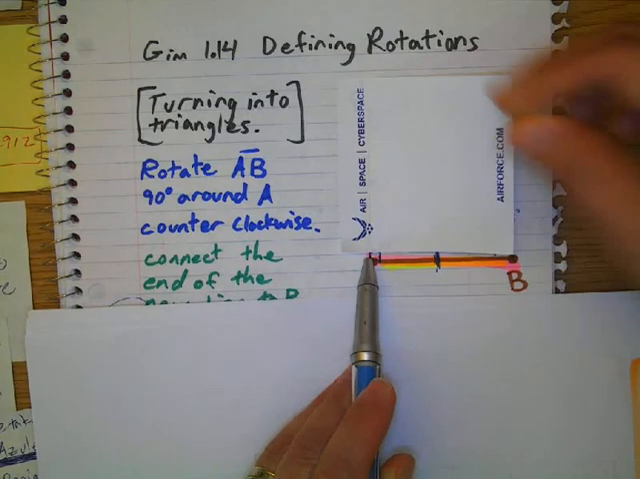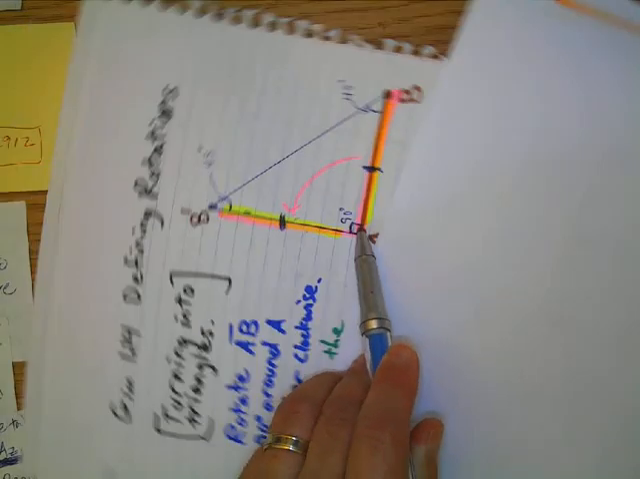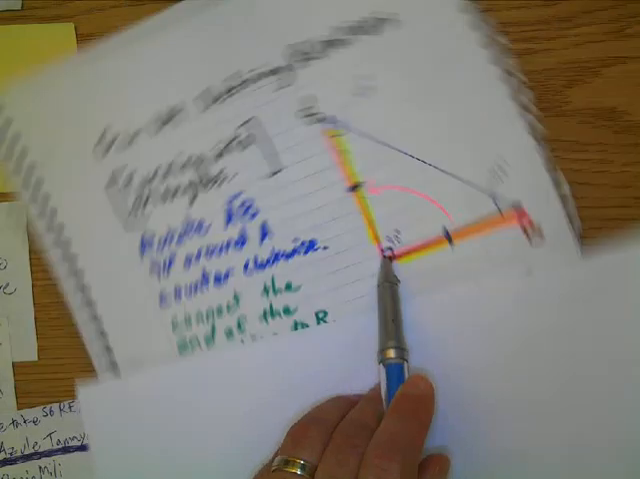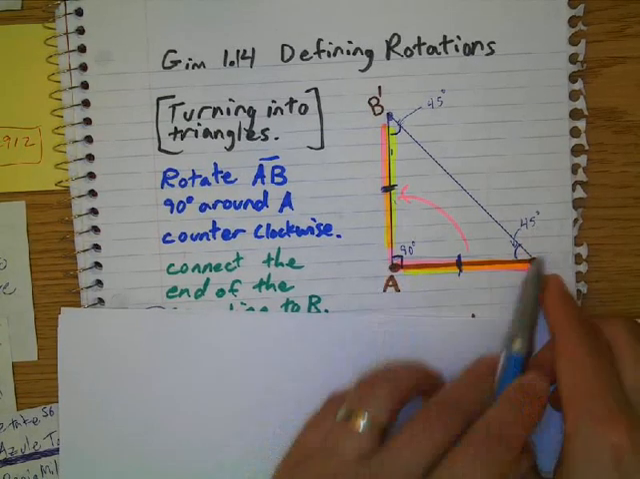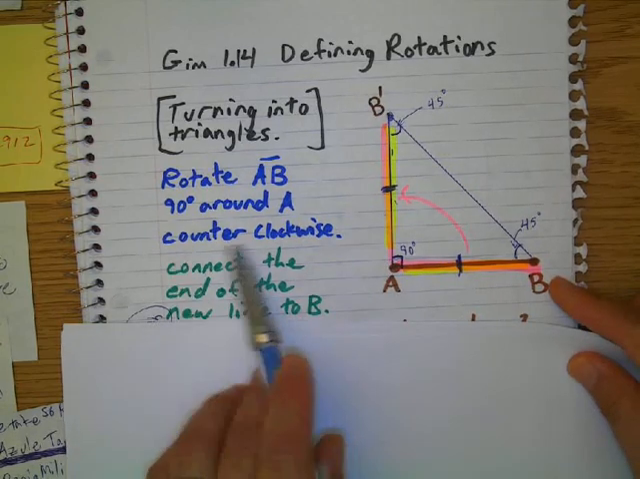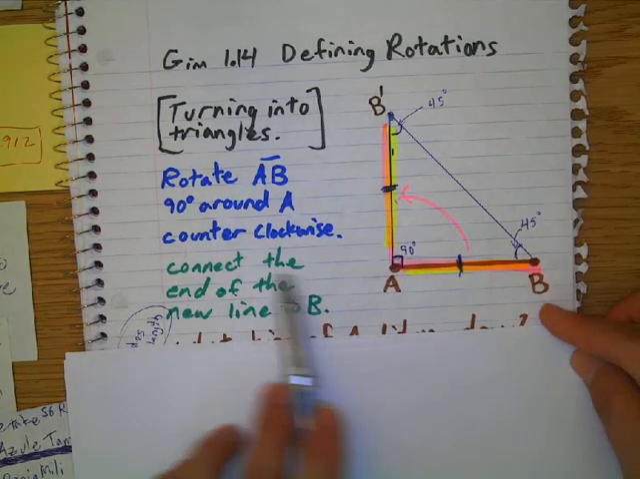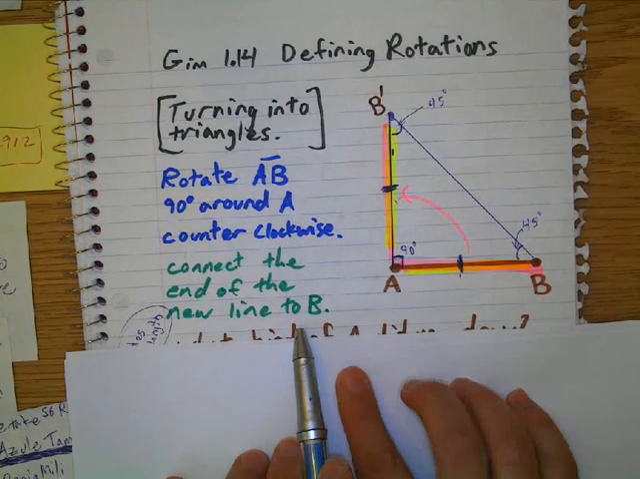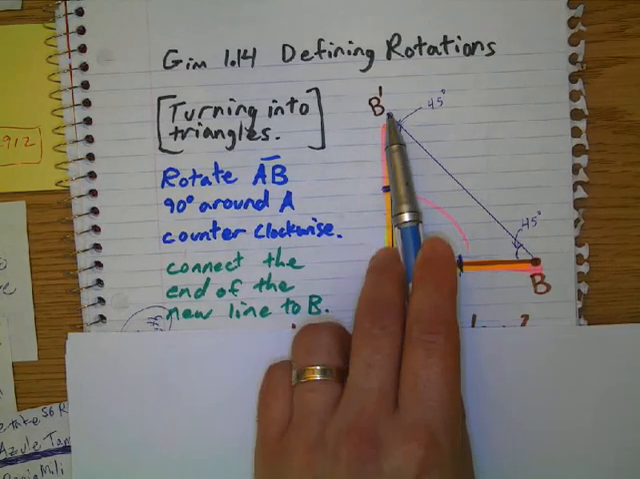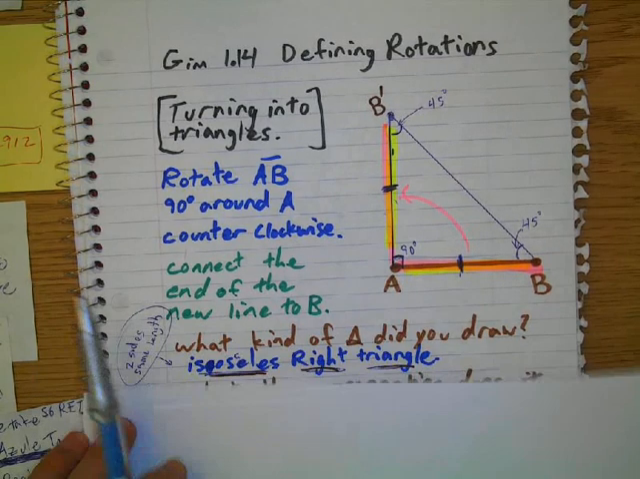So A is right here, right? So if I twirl it 90 degrees, then the line's going to be up there, right? If I'm turning it counterclockwise, the line now is up here. So by turning it that way, and then connecting the endpoint B to the new endpoint, I'm going to end up with a 90-degree angle, and it's going to be isosceles.